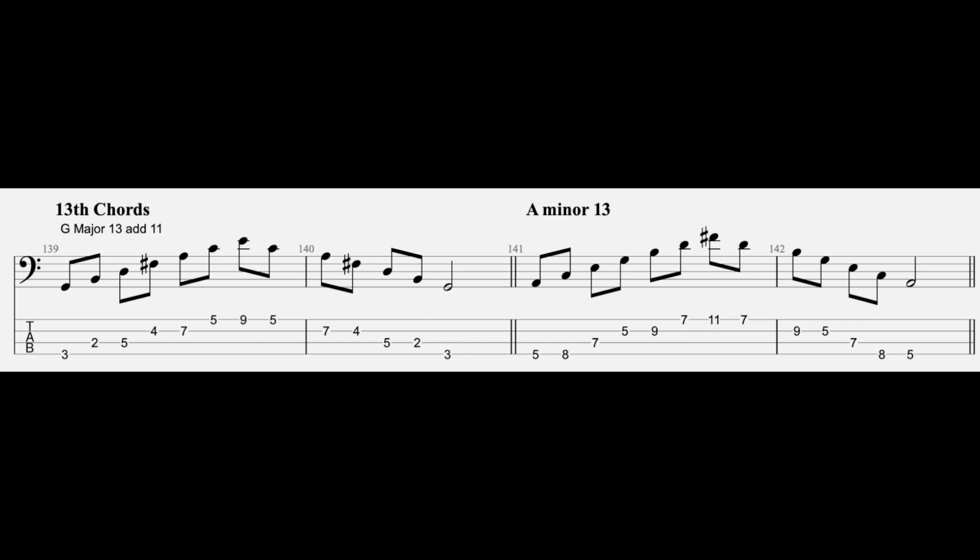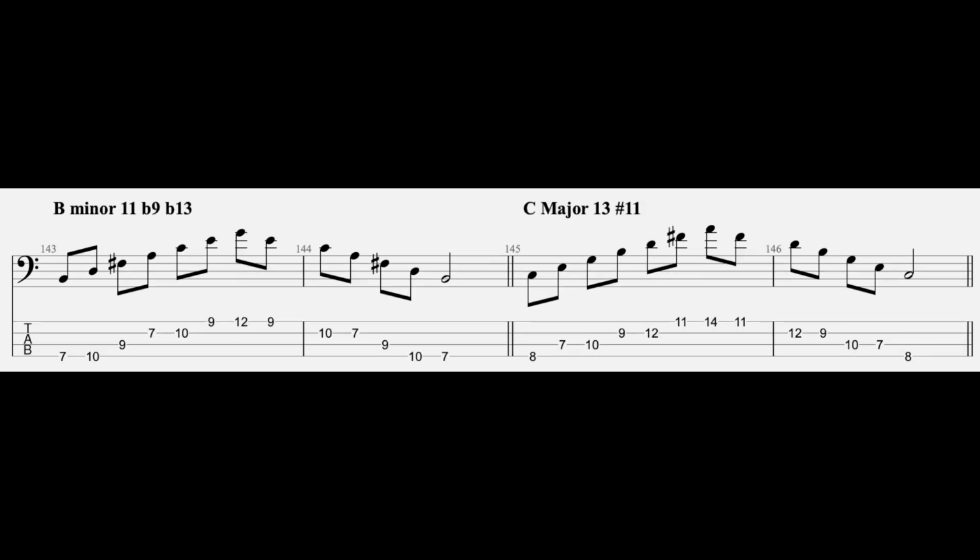Okay, here's the one out of A Dorian. This is an A minor 13 chord. Notice the 13th is that major 6, not a minor 6. Here's the pattern out of B, more of a theoretical chord here. Here's a C major 13 sharp 11.